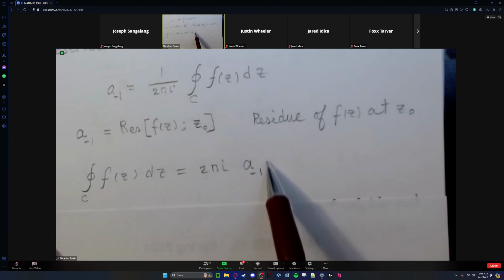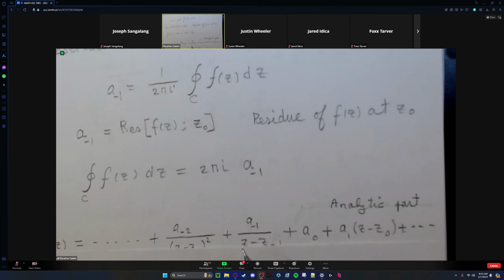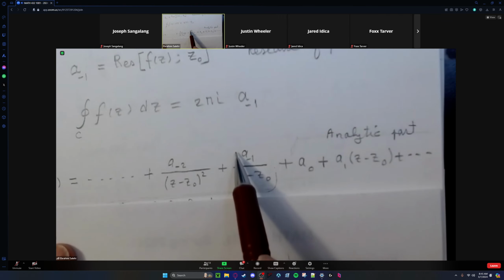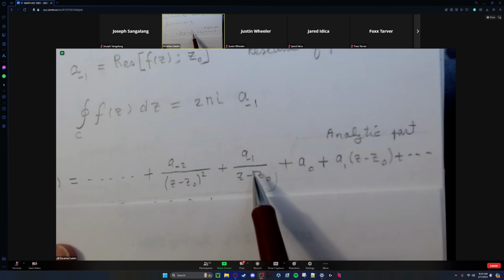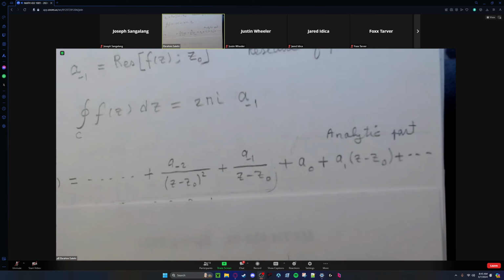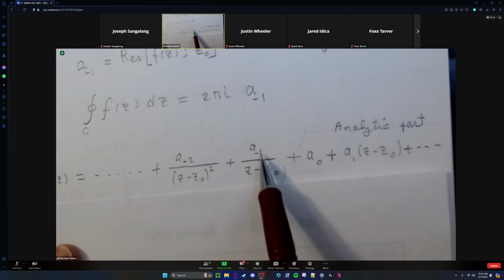And how do we find this index -1? That is in the Laurent series. When you write the Laurent series, this is it. The number that is multiplied by 1 over z minus z0. So this number is extremely important. And that is one of the reasons we like Laurent series, because we need this coefficient.